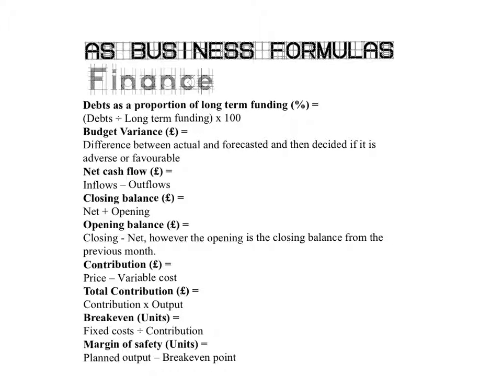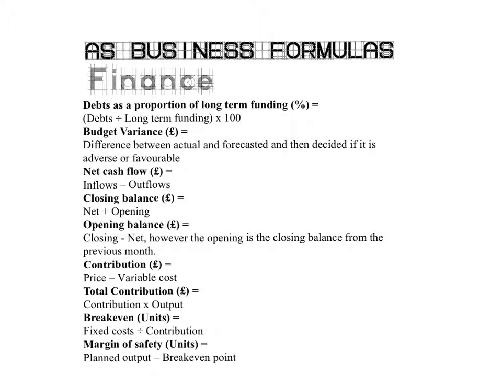Whatever the budget is, you have to work out the difference between the actual and the forecasted budget. And then if it's better for the firm, so for example, if your actual is better than the forecast, then it would be favourable. If your actual is worse than the forecasted, then it would be adverse.